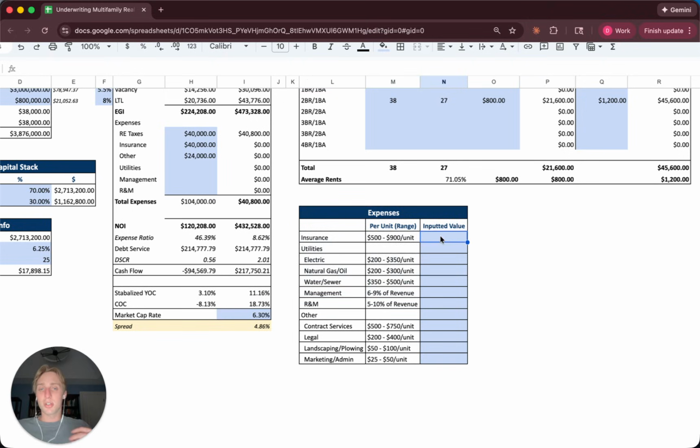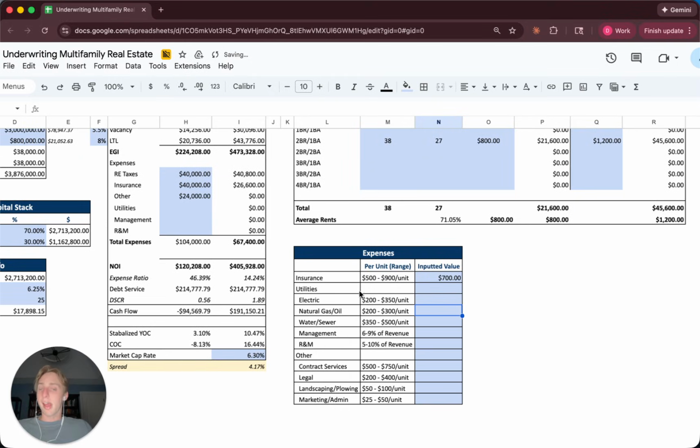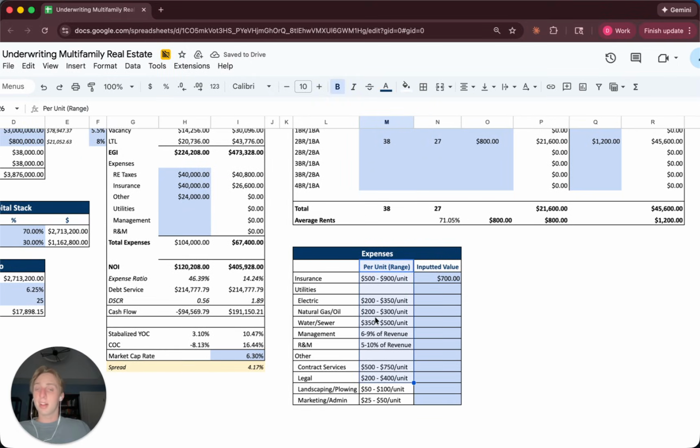So on average, insurance is 500 to 900 a unit. Let's say right in the middle, 700. Utilities, again, we have these ranges that we typically follow. Again, this is within the sub-market that I am operating in. For you, it'd be different. So for the sake of this, let's just go and do the average.